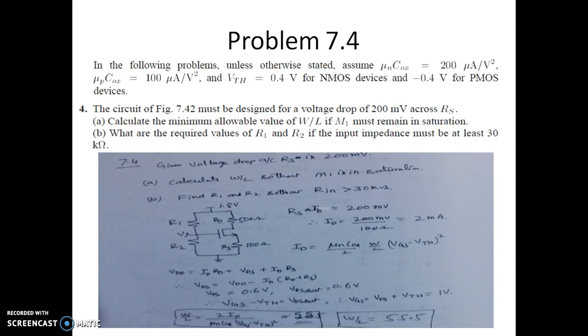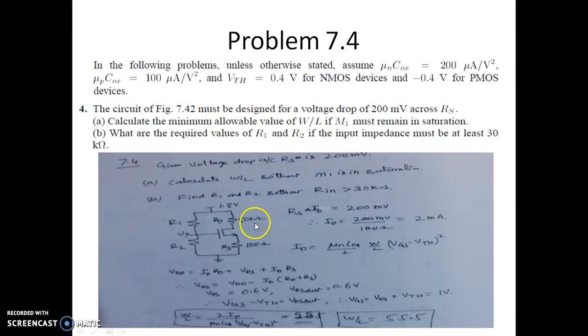In this problem we are asked to calculate the minimum allowable W by L if MOSFET M1 has to remain in saturation, and we are also asked to find R1 and R2 if the input impedance must be at least 20 kilo ohms. The first problem is to find W by L of M1 to keep it in saturation condition.